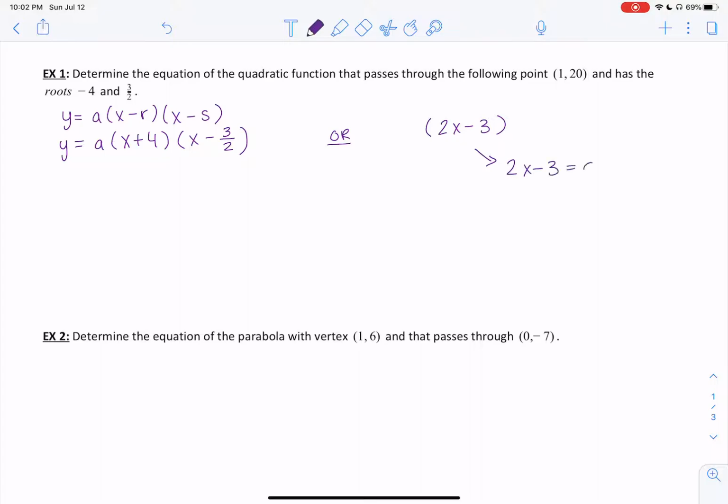2x minus 3 equals 0. 2x equals 3. x equals 3 over 2. So we can write x minus 3 over 2, or we can use this bracket to make our math a little bit easier. So I'm going to do it this way, but I want to show you the other way so that you can remember it from grade 10 as well.